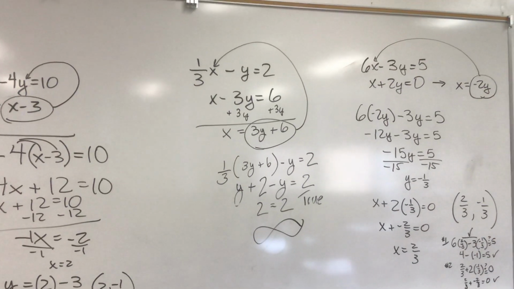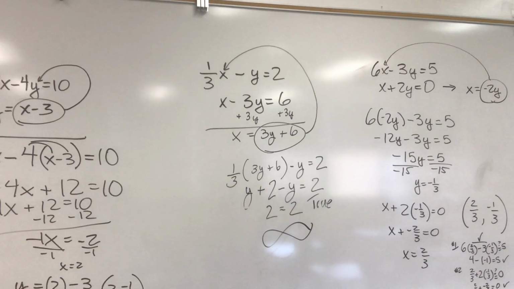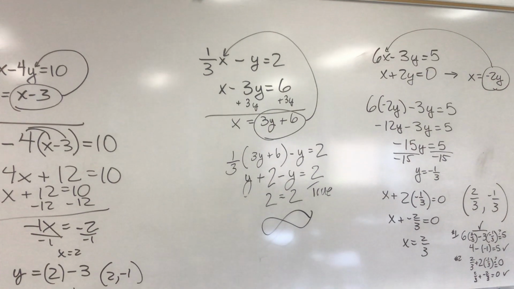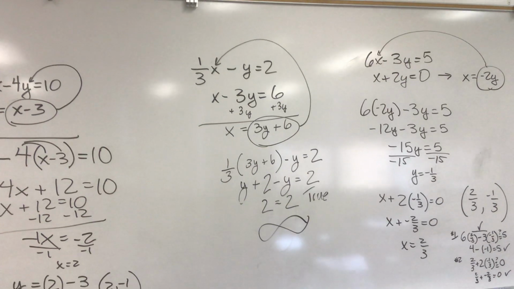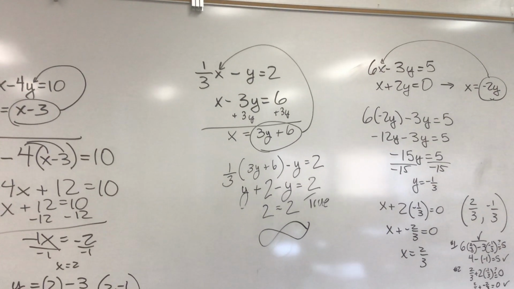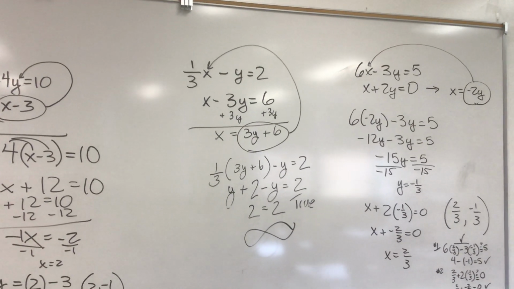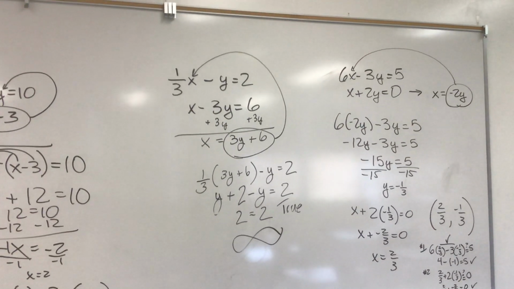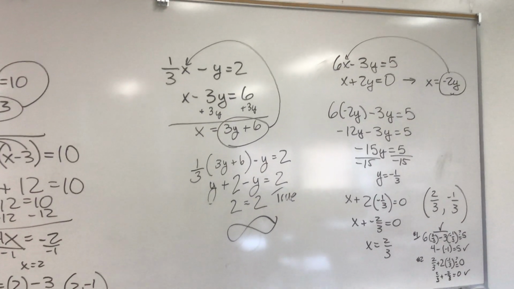I'm going to substitute that in for the x in the first equation, use parentheses, and now solve for y. So I have 1/3 times 3y plus 6 minus y equals 2. 1/3 times 3y is y. 1/3 times 6 is 2, minus y equals 2. Now y minus y is 0, so my variable drops.